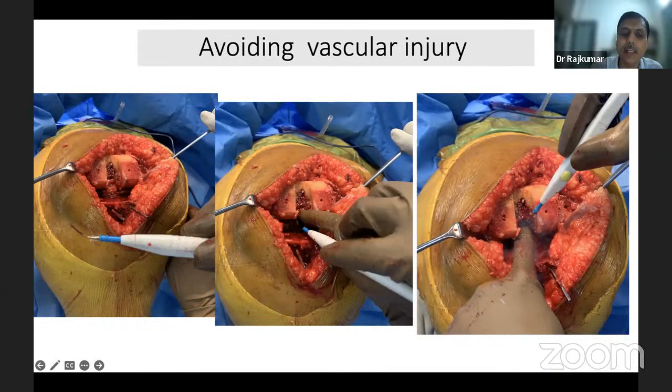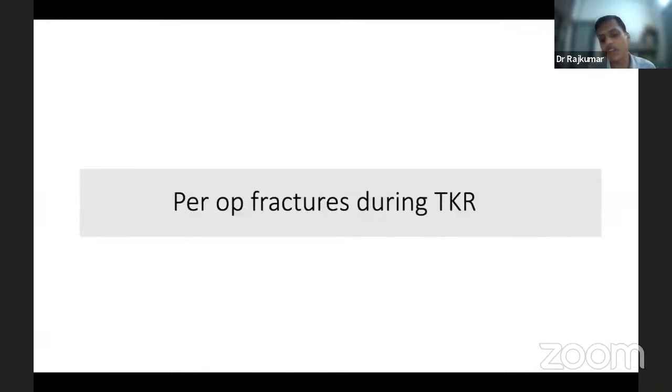You can see here again, I'm pushing it. Here also, I'm pushing it with my index finger, and then above the finger and away from that neurovascular structure, I can confidently do the release without much problem. So this is the way I try to prevent it. For vascular injuries, again, the best way is to prevent it.